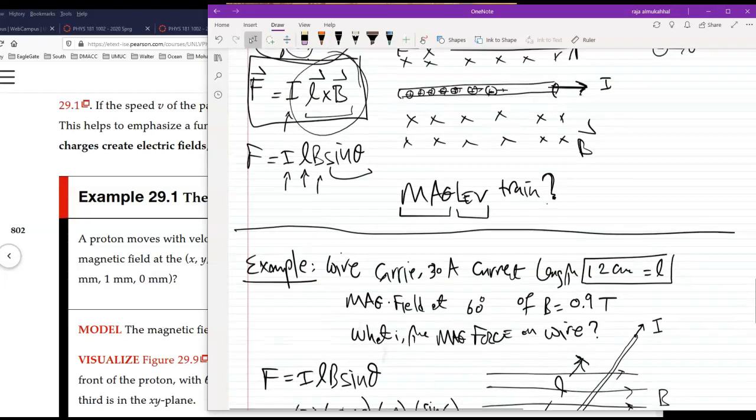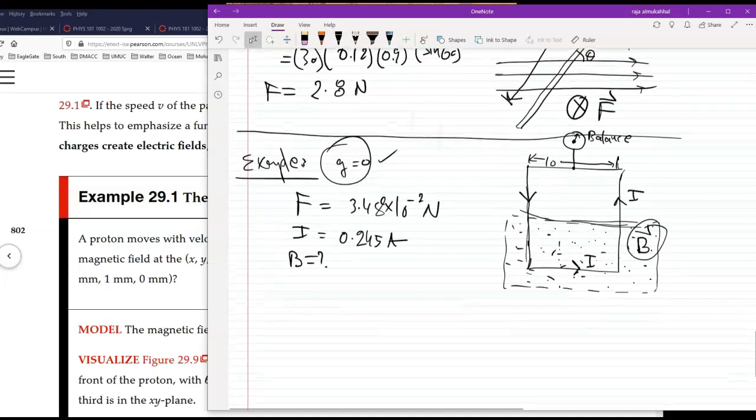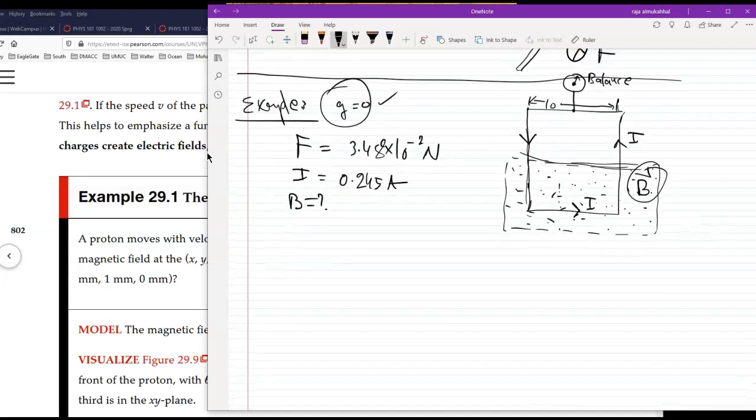Right here. You see what I'm saying? So there will be a force on it. Whenever there is a magnetic field on a wire, this force is going to be I L cross B. What's the direction of this force? Again, we use the right-hand rule. Here is L, this is L right here.